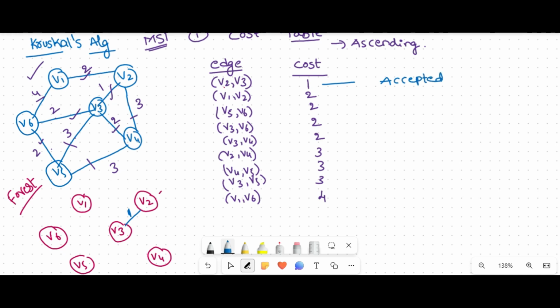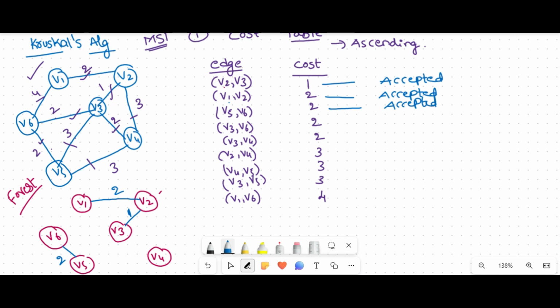Accepted edge. Next, V1 to V2, 2. It is also not forming a cycle. You may get a doubt: if you have added one edge of cost 2, shall we consider the remaining cost 2 edges or not? Yes, we have to consider. So this is also accepted. Next, V5 to V6, the cost is 2 units. Yes, it is also not forming a cycle, so accepted.